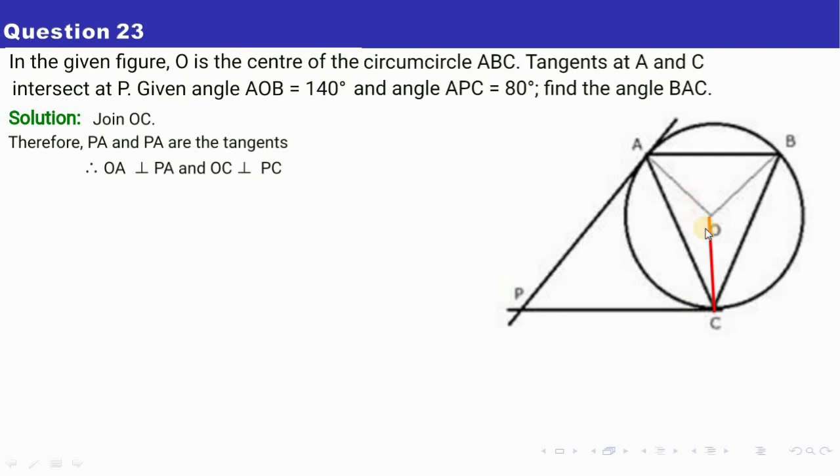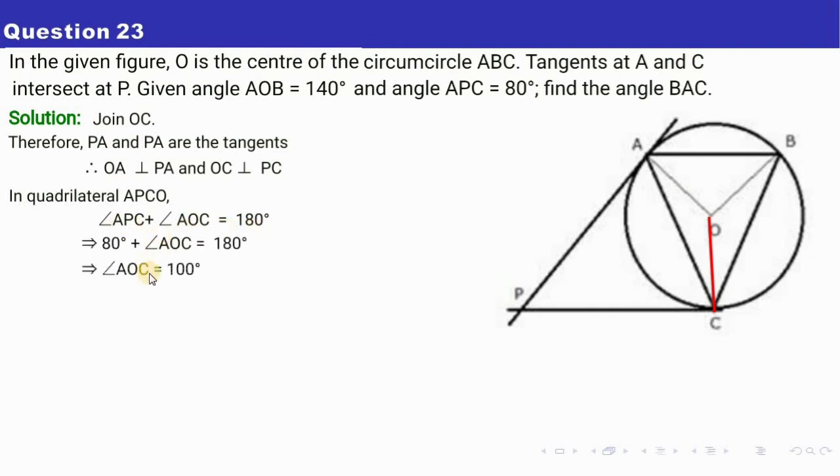So can't we find this angle? Yes, so we can find this angle. We know that this is 90, this is also 90, so already 180 is done. So that means this angle plus this angle will be 180 degree. So we have APC, that is this angle, plus AOC, that is this angle, will be 180 degree. Put the value of APC, so from here AOC turns out to be how much? 100 degree.